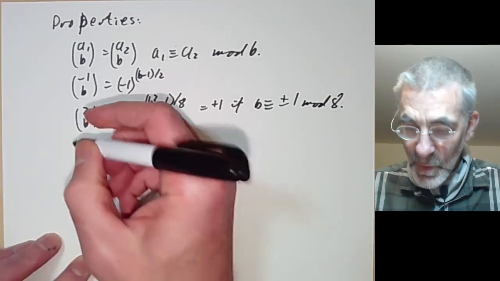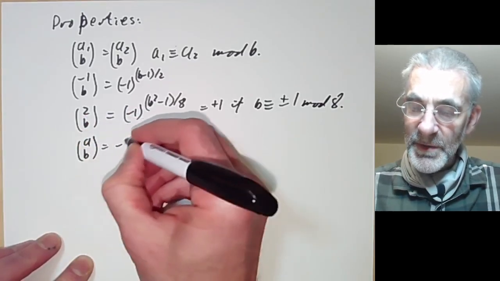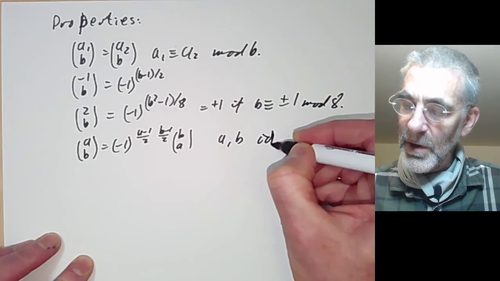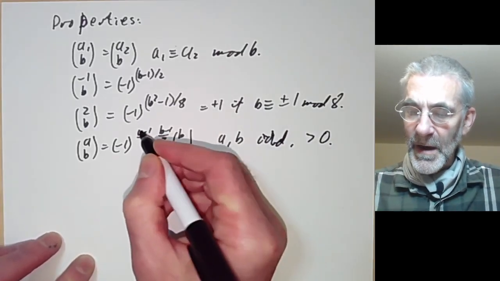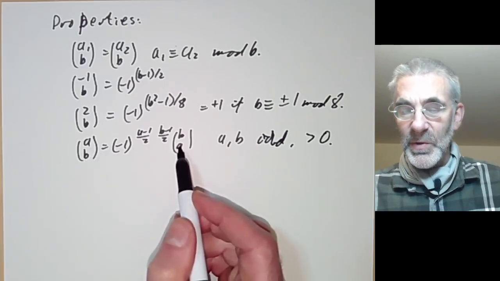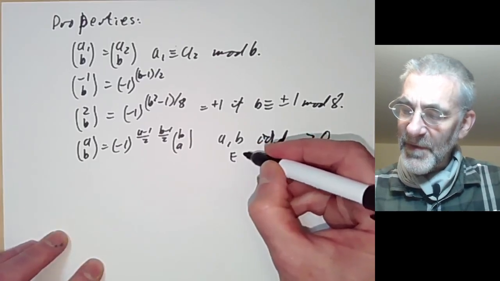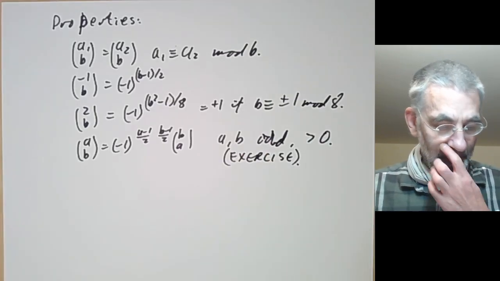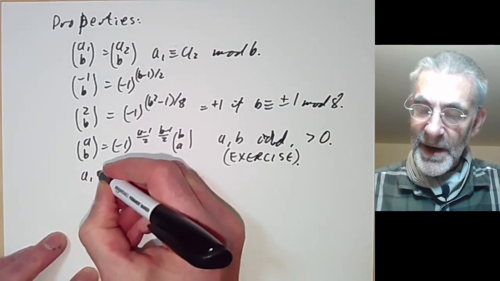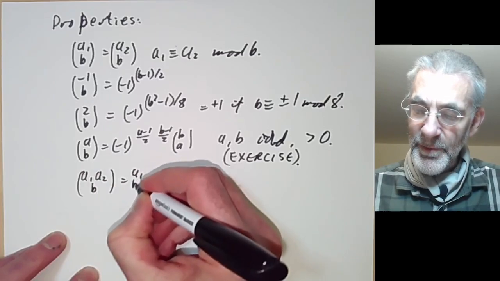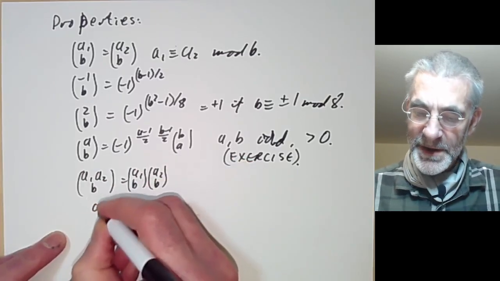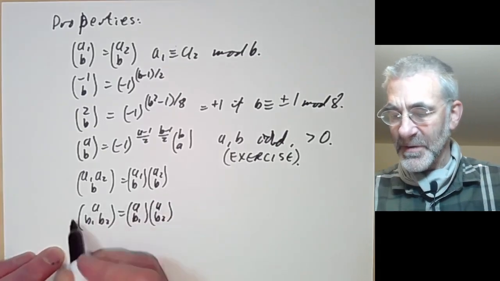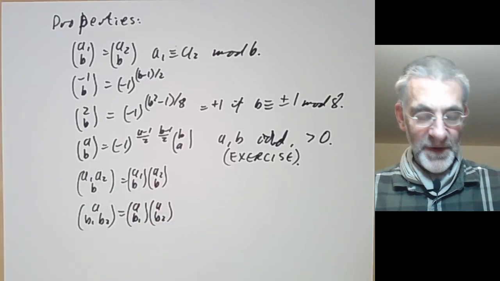Slightly more subtle is that the quadratic reciprocity law also works. So (a/b) is equal to (-1) to the (a-1)/2 times (b-1)/2 times (b/a). Here a and b are both odd and both greater than 0. And this follows from the quadratic reciprocity rule for primes if you do a little bit of work. I'm feeling too lazy to do this, so I'll just leave this as an exercise. And then we've got multiplicativity. So (a1 a2/b) is equal to (a1/b) times (a2/b). And the same thing works for denominators. So (a/b1 b2) is equal to (a/b1) times (a/b2). This follows almost instantly from the definition, and this follows easily from the property for Legendre symbols.